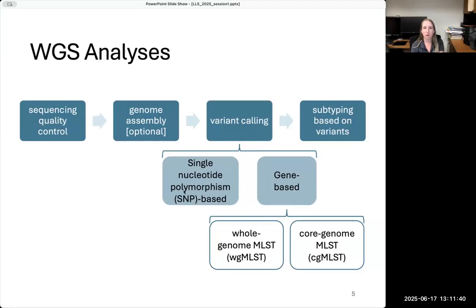We have single nucleotide polymorphism, or SNP-based ones. And then we have gene-based ones that include whole genome or core genome MLST. And based on those results, we can subtype our isolates or determine how closely related they are.